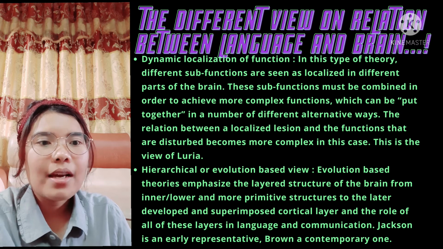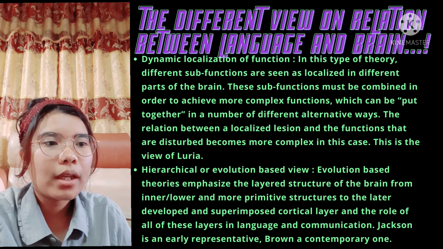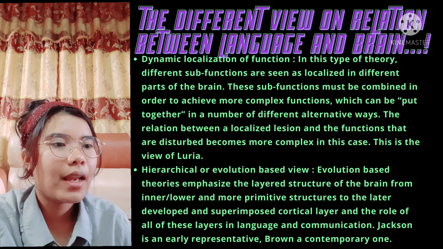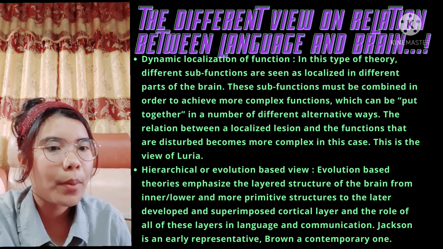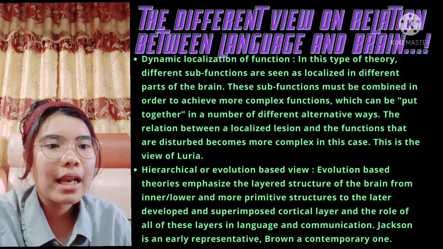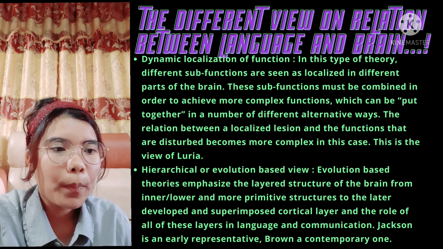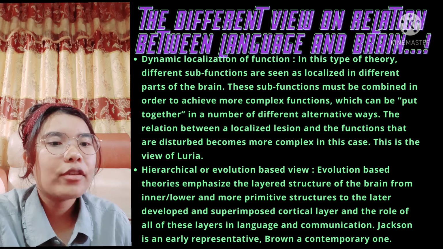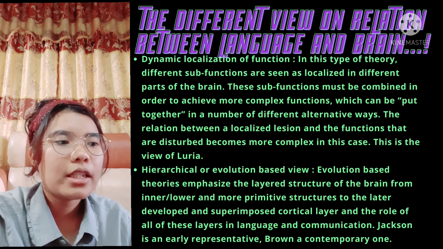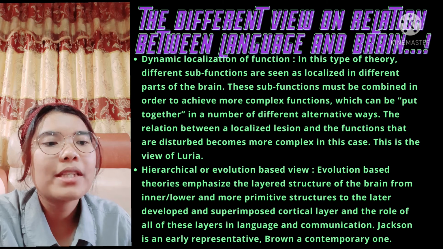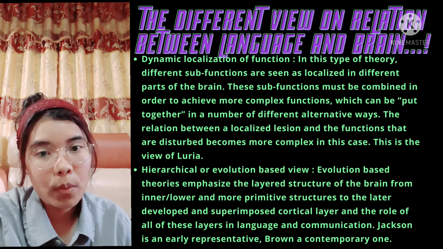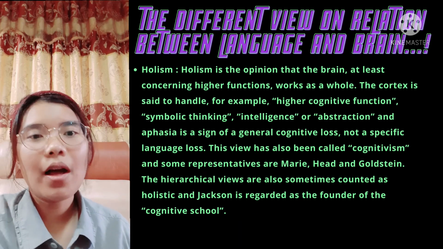And the fourth is the hierarchical or evolution-based view. Evolution-based theories emphasize the layered structure of the brain from inner or lower and more primitive structure to the later developed and superposed cortical layer, and the role of all of this layer in language and communication. Jackson is an earlier representative, Brown a contemporary one. And the last is holism.